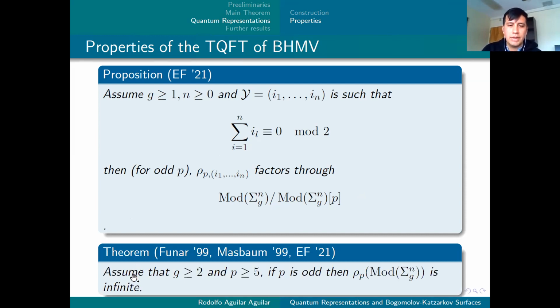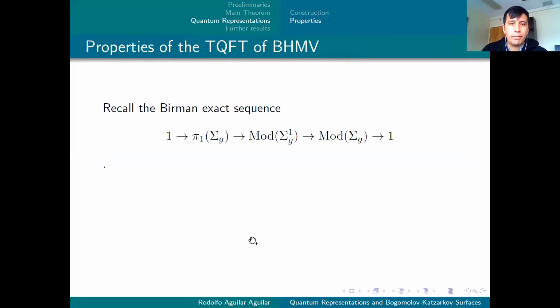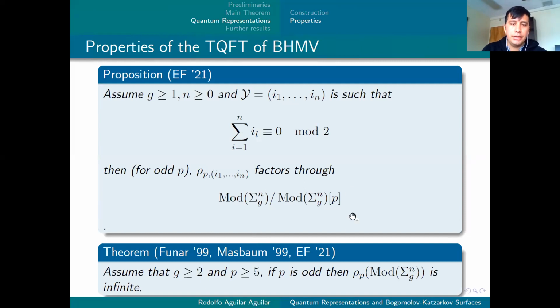And as I was saying, Funar showed that when we have the conditions that Lee asked me in the theorem, G bigger or equal to 2 and P bigger or equal to 5, P is odd, then this representation is infinite. So Masbaum found an element of infinite order, and here they completed some cases that were missing. Okay, and as it factors by here, obviously this representation is infinite in these cases.